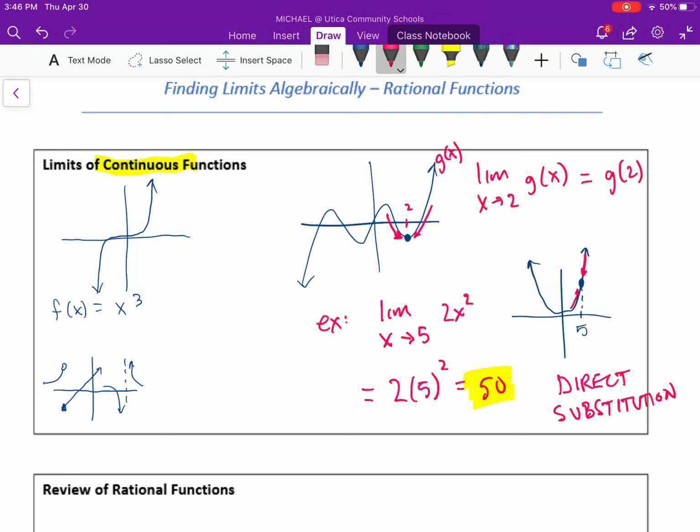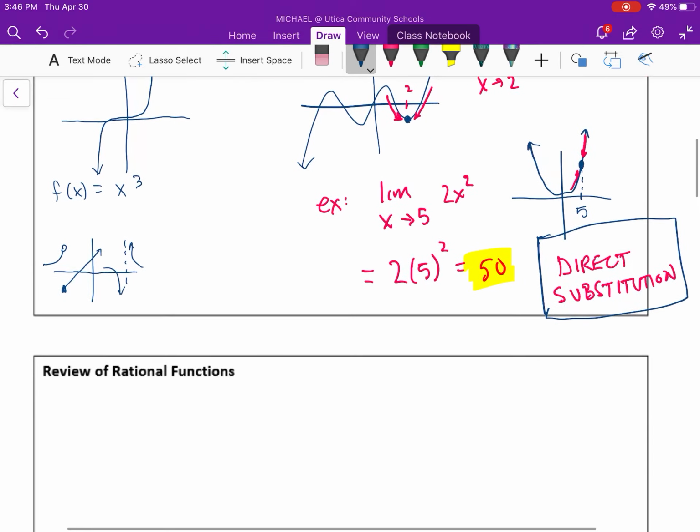So anytime we have a continuous function, or even just a piece of a function that's continuous, then we can use direct substitution. And that's what we're going to try first in almost all of our limit examples, is direct substitution. We're going to try to plug in a value and see if we can get a number, and if we get a number, then we're good to go on our limit.